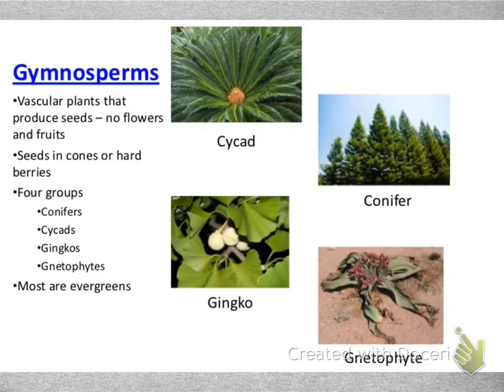The first one that we're going to discuss is gymnosperms. As it says, they are vascular plants that produce seeds and no flowers and fruits. Seeds and cones or hard berries is what you're going to see, and there are 4 groups: the conifers, the cycads, the ginkgos, and the gnetophytes, and most of them are the evergreens.